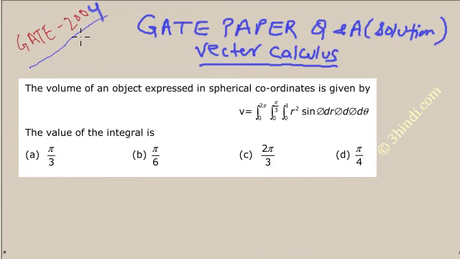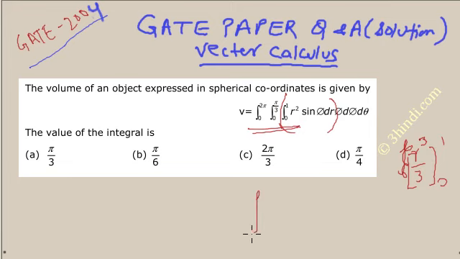This is another question in 2004. You are required to find the triple integration of this. To calculate the triple integration, first you take this boundary here and treat this sin phi as constant. So r square into dr, 0 to 1, integration is r cube by 3, and the range is 1 to 0. That means 1 by 3.